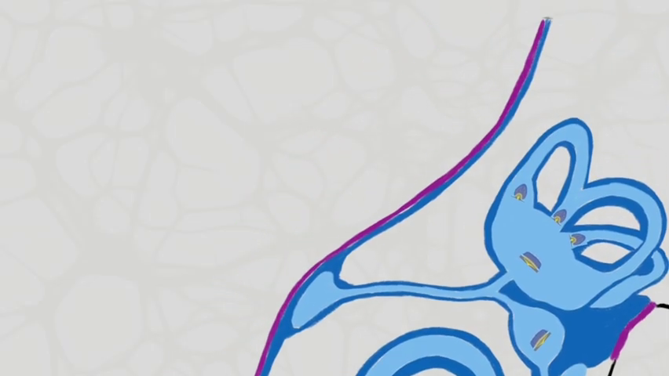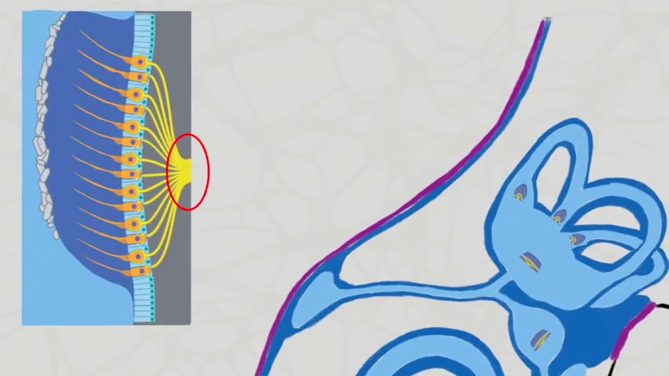Looking at the saccule, just more the vertical type direction. Again, it's a similar thing. And all that information, those axons, are what form the vestibular portion of the vestibulocochlear nerve.